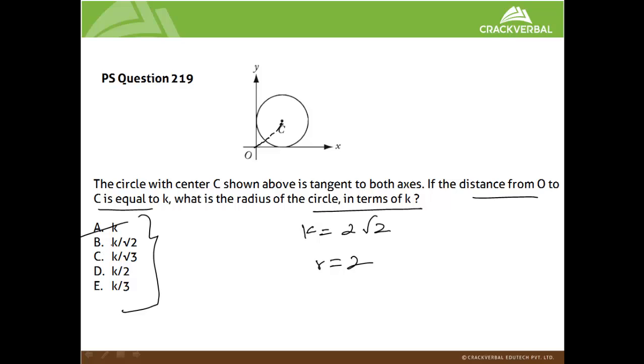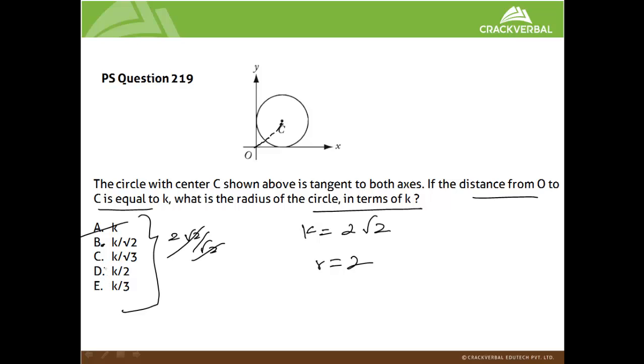Now answer choice B, we substitute k is equal to 2 root 2. Root 2 gets canceled off. 2 root 2 by root 2, root 2 we can strike off. So we'll get r value as 2. So hold on to it. This matches the condition. An important point about plugging in is you have to check all 5 answer choices, right?